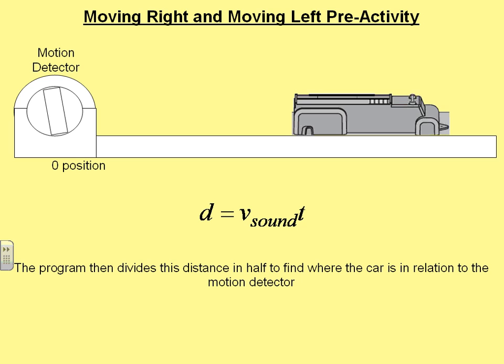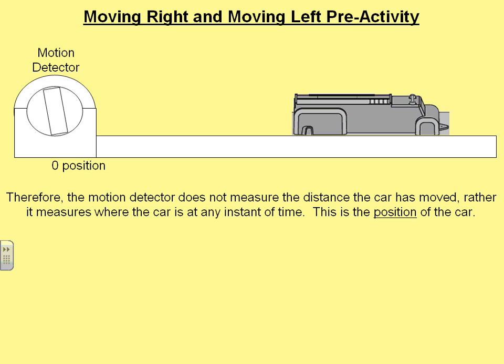It then immediately takes that data and it realizes here that it's not measuring the distance the car has moved. Each time it kicks a sound out and it comes back, it's calculating where the car is. That's a little subtle thing. So not how far it moved, but where it actually is. This is what we call position.